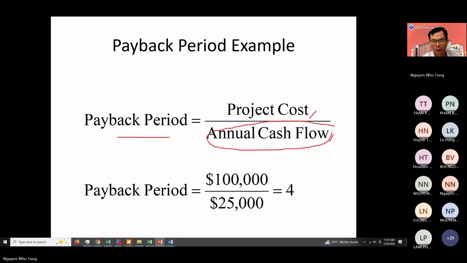However, this formula is only good if the annual cash flow is equal across the years in the future. But sometimes the annual cash flow is not equal. Sometimes 1,000 in the second year, 0 in the third year, 9,000 the next year, 6,000 for example. So if the annual cash flow is not equal like that, you must be careful and manually calculate.